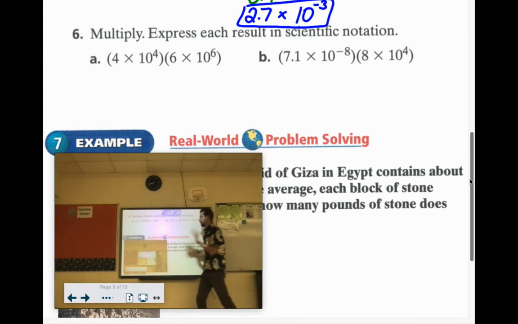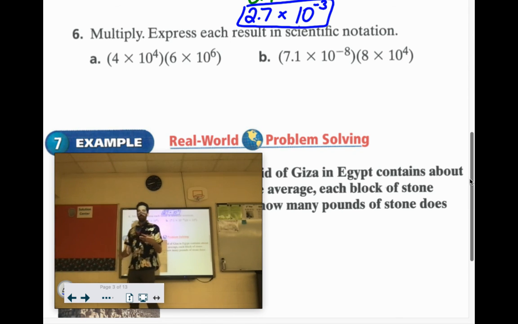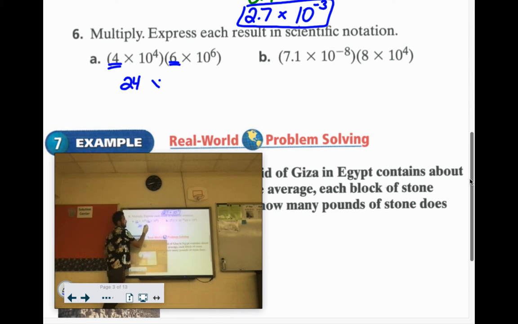So here we go again. We don't need to stretch this out. You can remember the associative property, which states that you can multiply in any order. So I can do the 4 times 6, 24. And then the tens, 4 plus 6 would be 10. So 24 times 10 to the 10th. We need to make 24 smaller, so make the exponent larger.